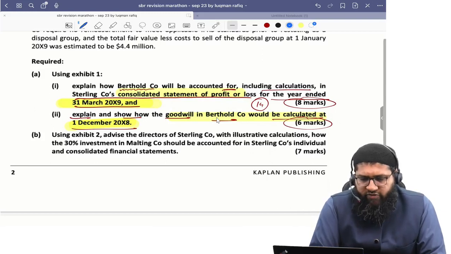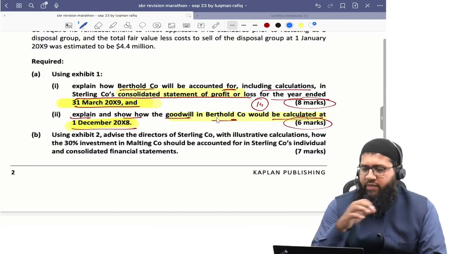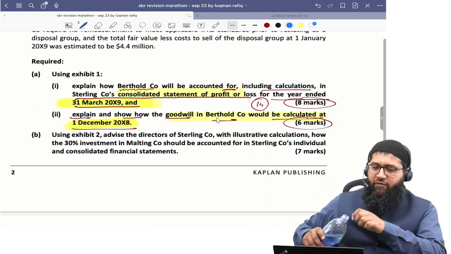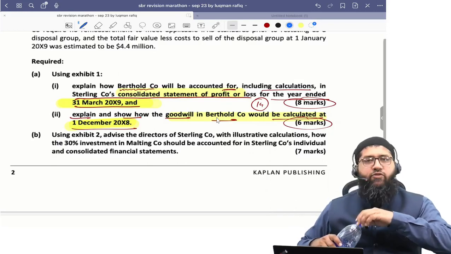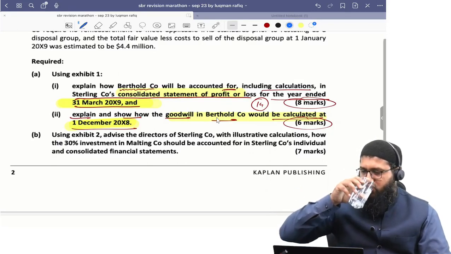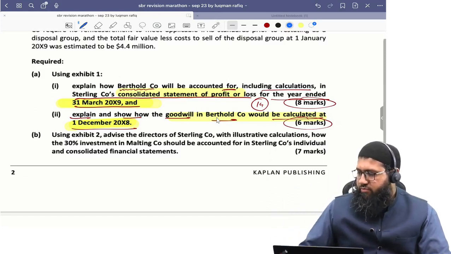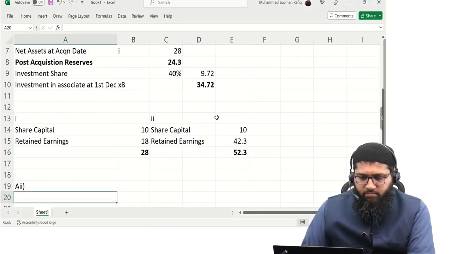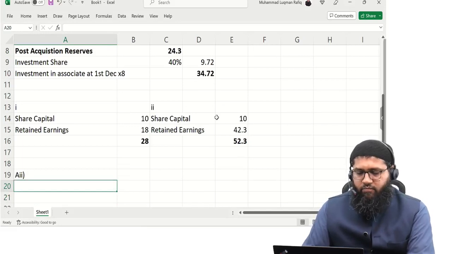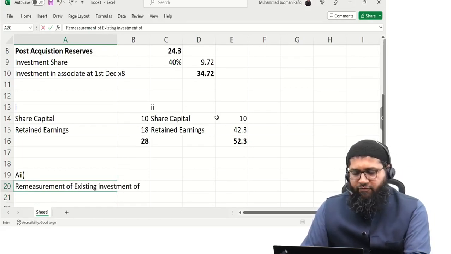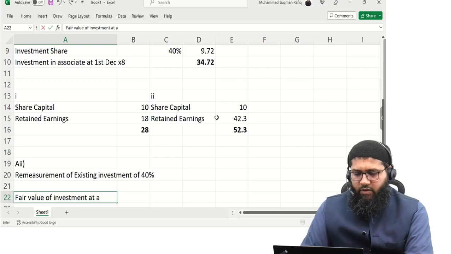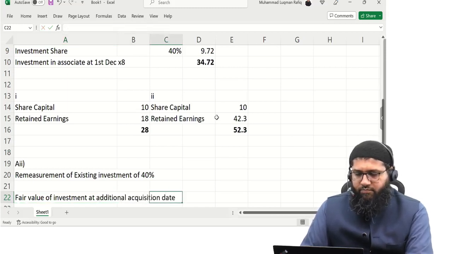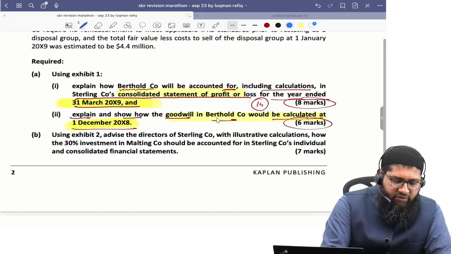What is the requirement for part A2? It says explain and show how the goodwill in Berthold company would be calculated at 1st December X8, because up till 1st December X8 it was an associate and now it has become your subsidiary. So how should the goodwill be calculated? Let's have a discussion about goodwill calculation. First of all, the remeasurement of the existing 40% investment. How would you do that? You would say fair value of investment at the additional acquisition date. How much is that?